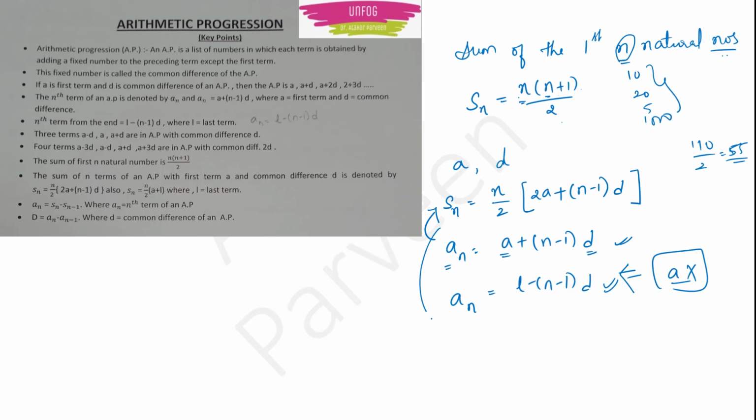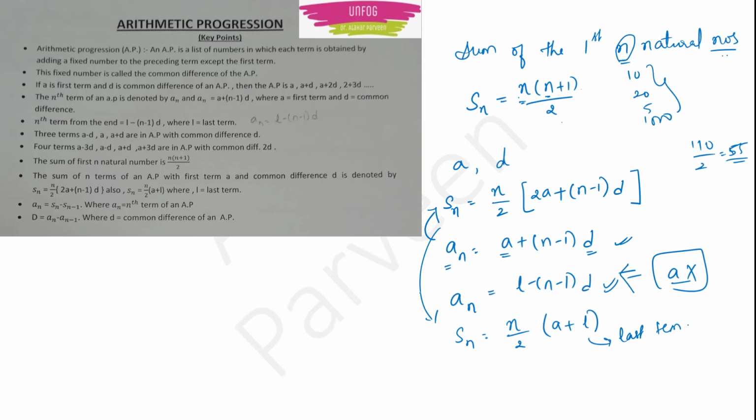Like that only for Sn also we have one formula. This Sn will be equal to n by 2 into a plus L. L will be the last term or end term. Okay. So we have 4 formulae now.